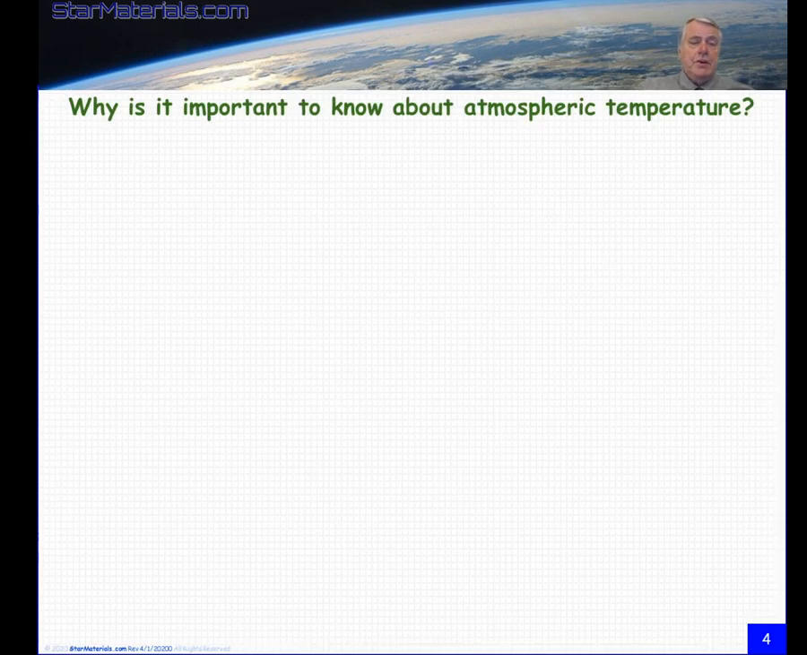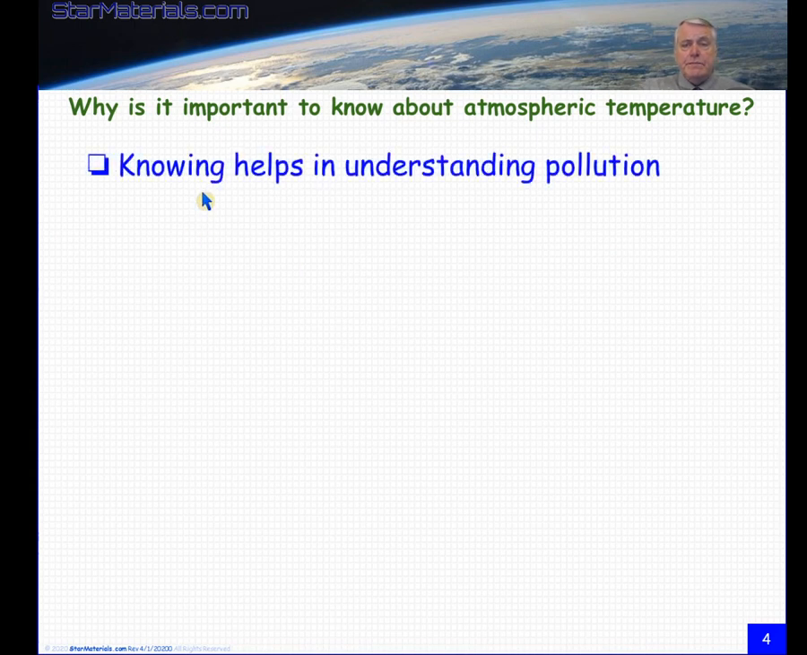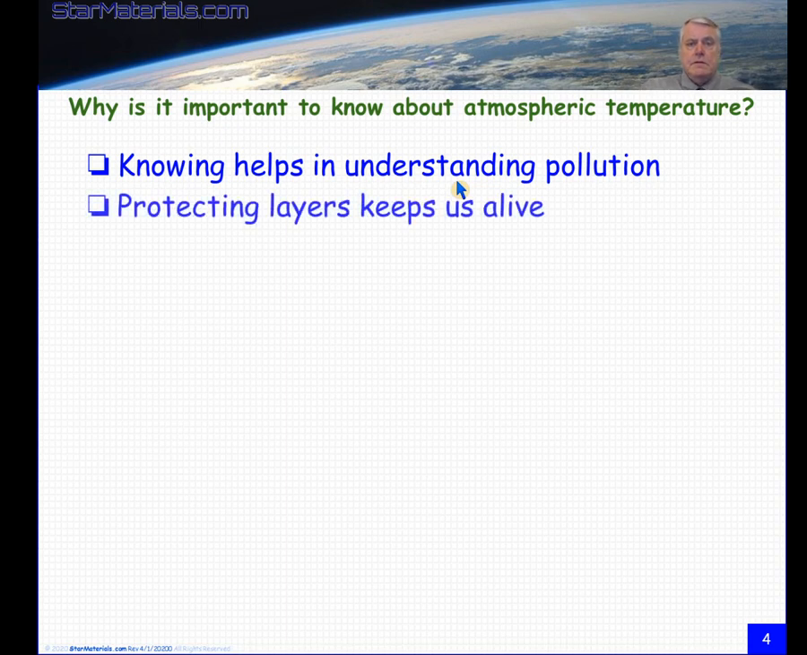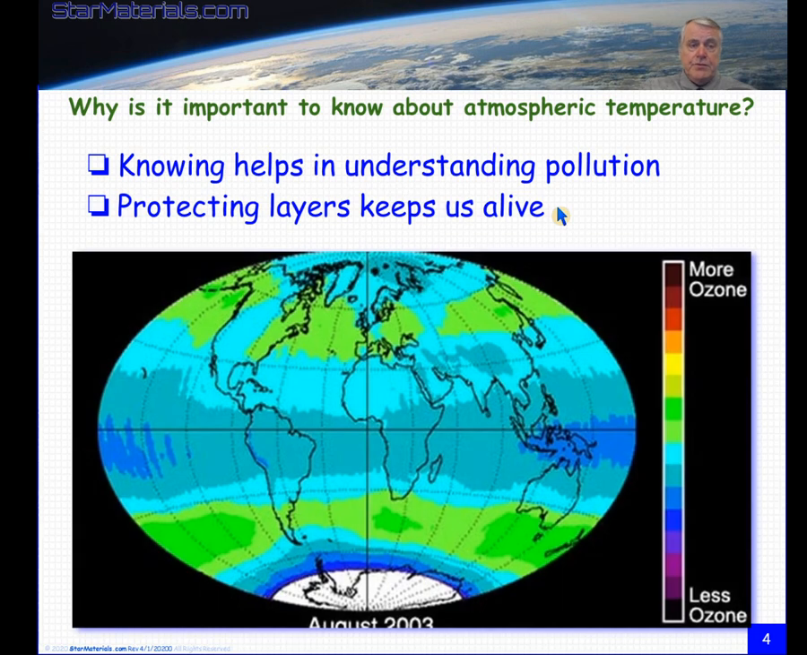Why is it important to know about atmospheric temperature? Well, knowing helps us in understanding pollution, how our planet works. We want to be protecting layers that keep us alive. You've heard of the ozone layer. That keeps us alive, it keeps us healthy.